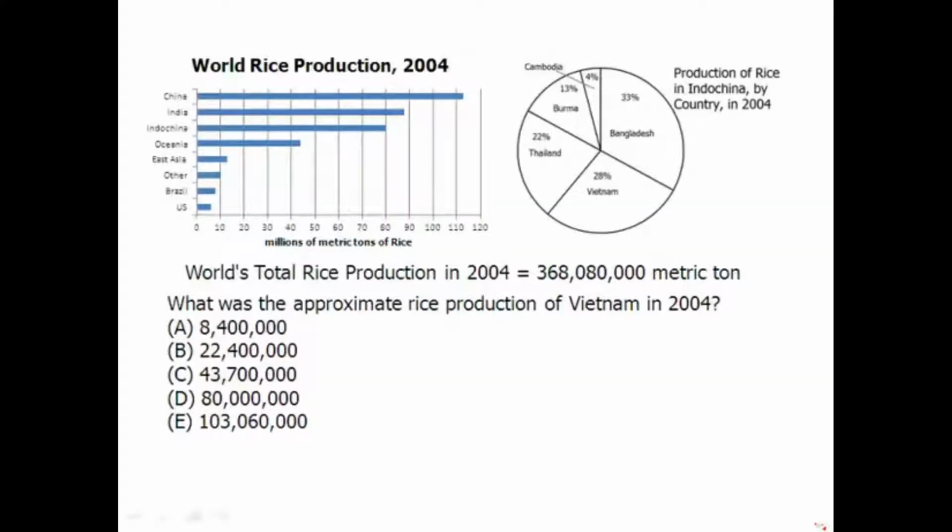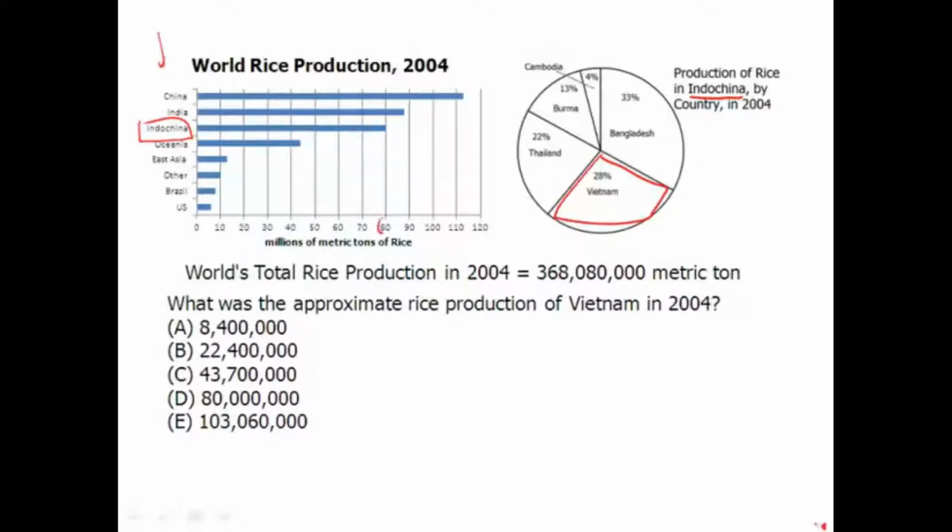What was the approximate rice production of Vietnam in 2004? So, of course, Vietnam is not one of the bars here. Vietnam appears as this slice of the pie over here. So, what's going on with this pie on the side here? This is Indochina, and Indochina, of course, is this bar.